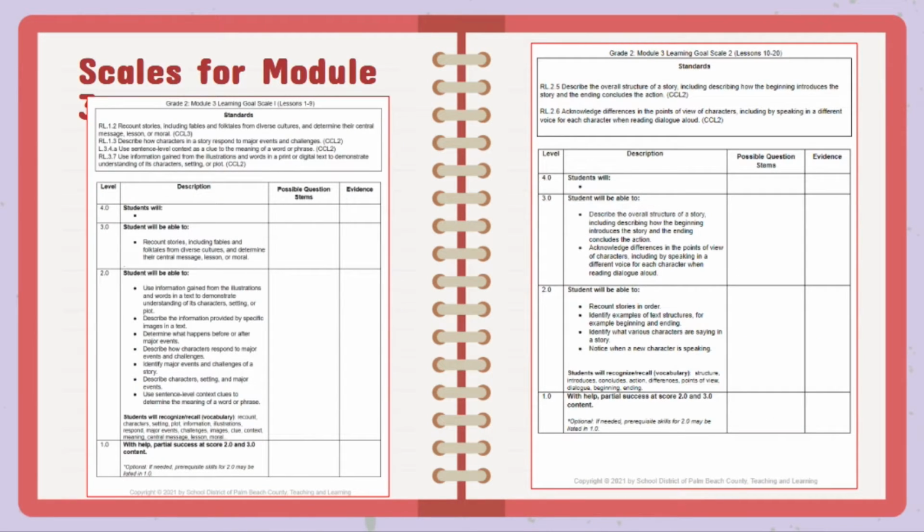Within Module 3, you will find 2 scales that support the work of this module. The first scale supports the work leading up to FSQ 1. The second scale supports the work after the first FSQ all the way to the end of the module when students will take FSQ 2.